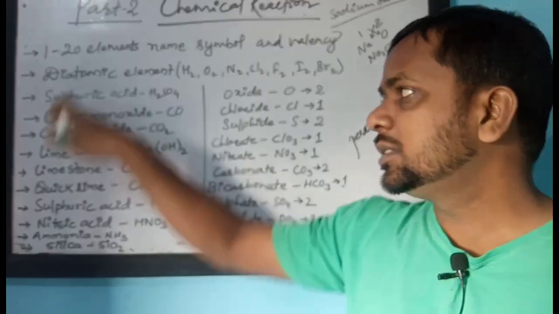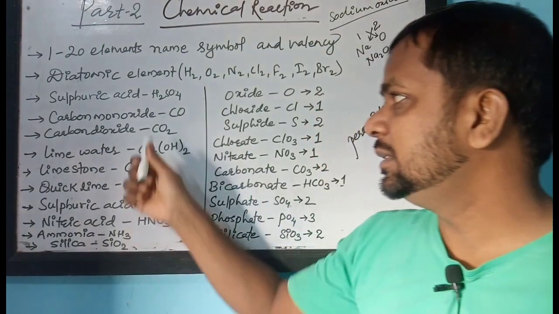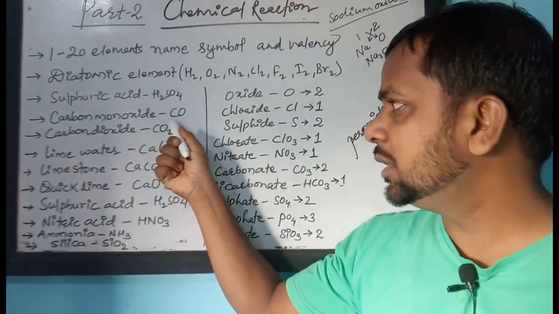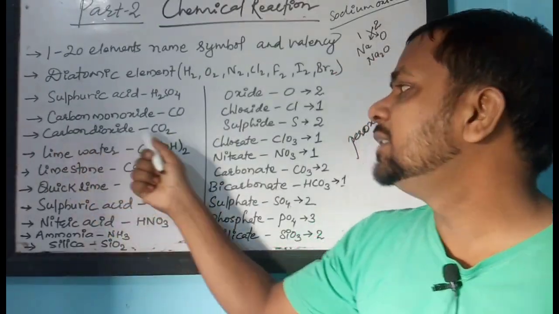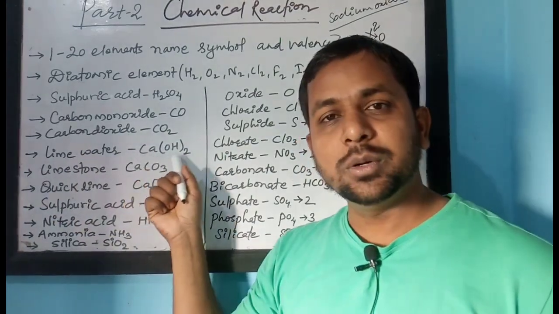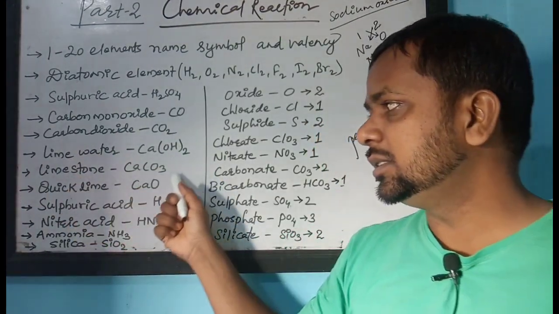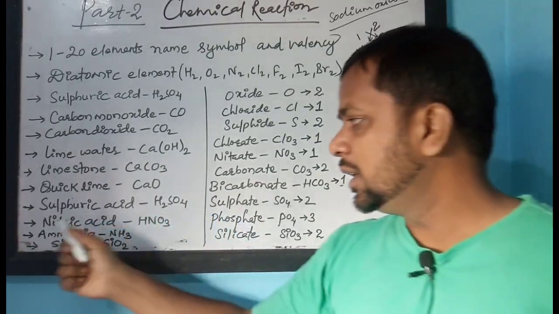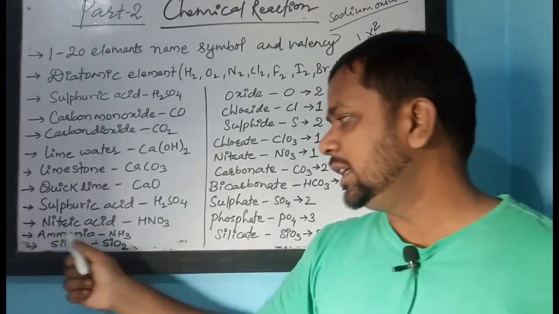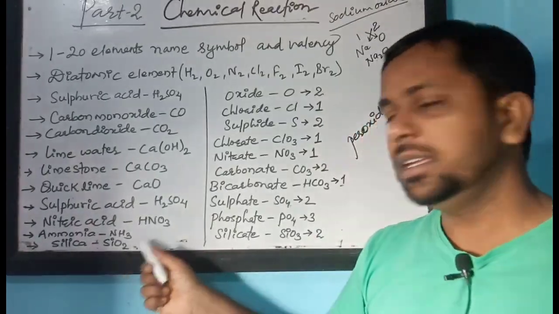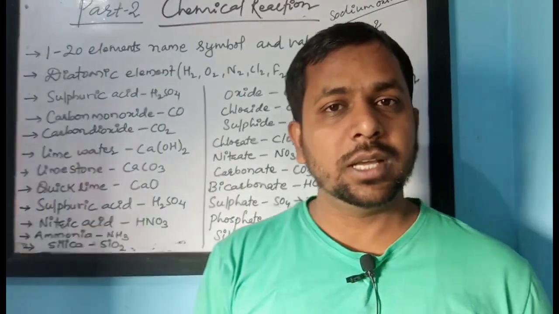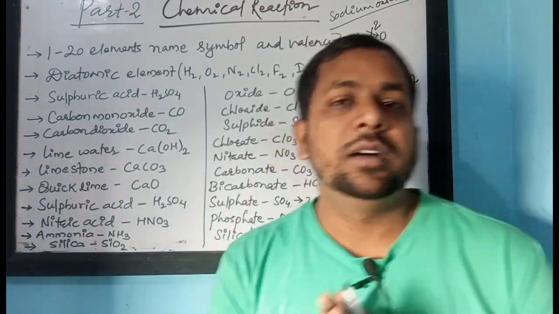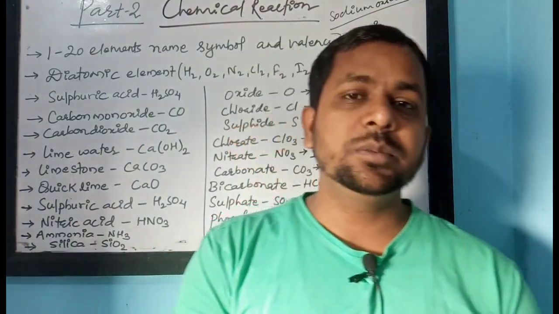Next, we must have knowledge about the formulas of some compounds. Sulfuric acid, that is H2SO4. Carbon monoxide, that is CO. Carbon dioxide, CO2. Lime water, it is Ca(OH)2. Limestone, CaCO3. Quicklime, CaO. Nitric acid, HNO3. Ammonia, NH3. Silica, SiO2. At least these compounds' formulas we must remember before getting an idea about changing the word equation into a formula equation.